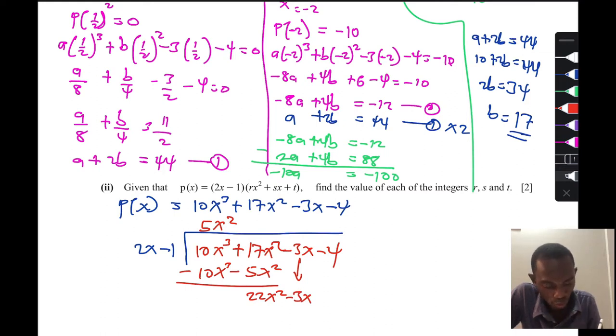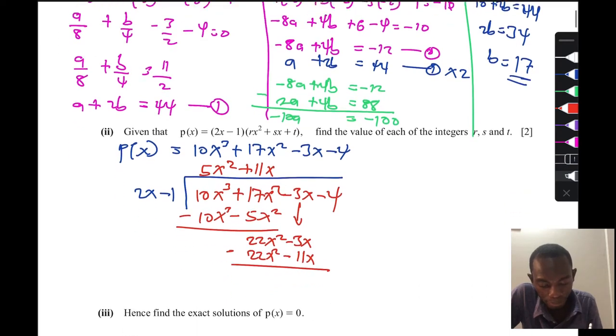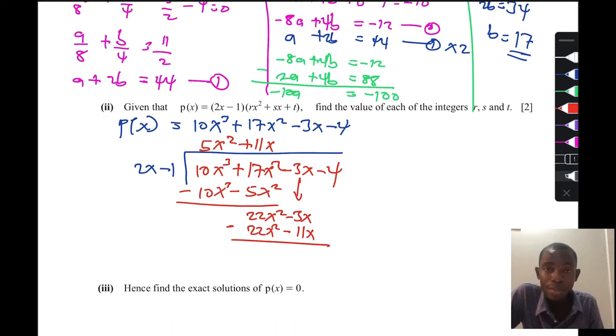So 2x will go into 22x positive 11x times. Use that positive 11 to multiply 2x minus 1, so that will give you 22x squared minus 11x. Subtract again. 22x squared minus 22x squared will give you 0. But if you have negative 3 plus 11, that would give you 8, so that's 8x. Then finally, you drop the negative 4 down.